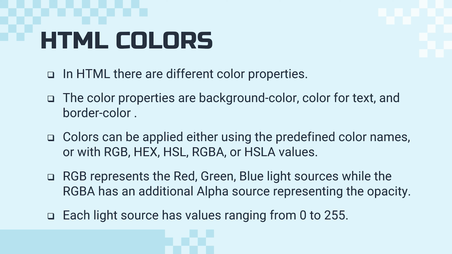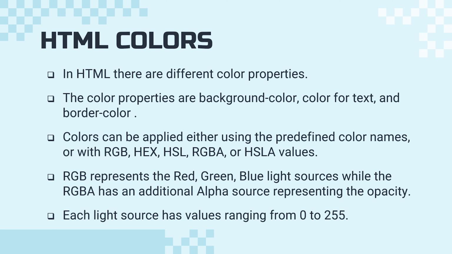RGB represents the red, green, and blue light sources. So we know the basic primary colors are red, green, and blue. And these are the colors that the RGB represents in HTML. While the RGBA has an additional alpha source representing the opacity. Opacity is basically how transparent you want the object to be. So 0 is going to make the object basically non-existent or totally transparent, whilst 100 will have the object being opaque or not being transparent at all. So depending on how transparent you want the object to be, you tune the opacity.